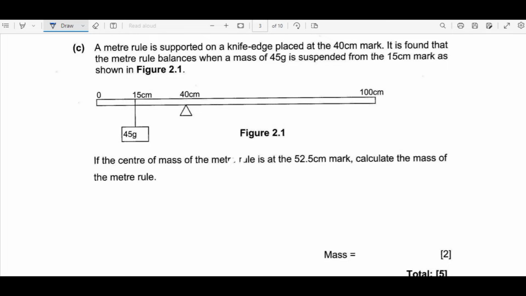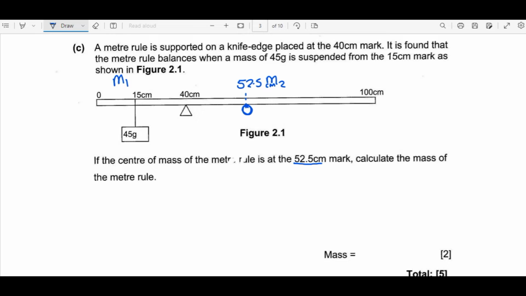So we are going to use the principle of moments. So say this is our moment 1, then we'll have moment 2. Now we have been given this condition that if the center of mass of the meter rule is at this point, so this is where we are supposed to consider the mass of this meter rule is concentrated. So let's say at this point, this is where 52.5 centimeter is. So this point represents the mass of the meter rule.